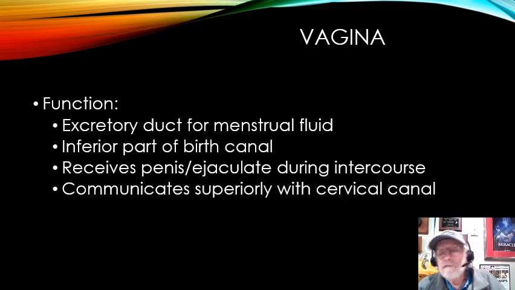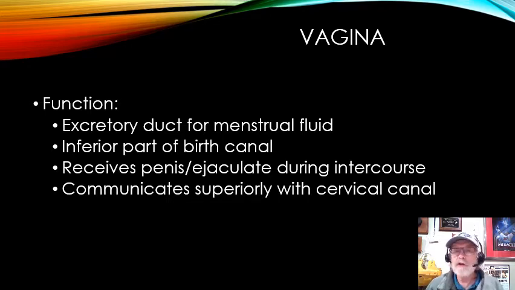Okay, function of the vagina, there's a number of functions. First of all, we know it has to be the inferior portion of the birth canal. In other words, the baby's head's going to be coming out the vagina eventually. We also know that it's an excretory duct for menstrual fluid. Okay, and I'll explain that at the very end of the female reproductive system PowerPoint. I'll explain a little bit more about what happens.